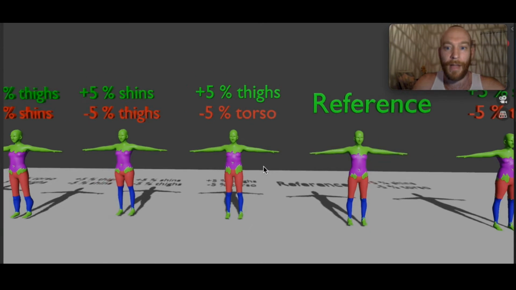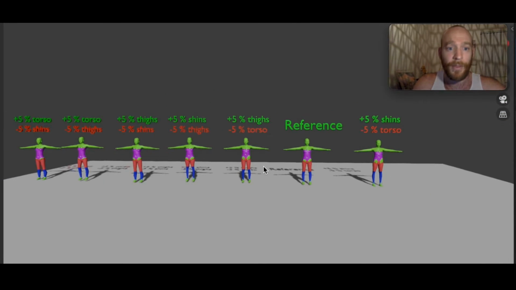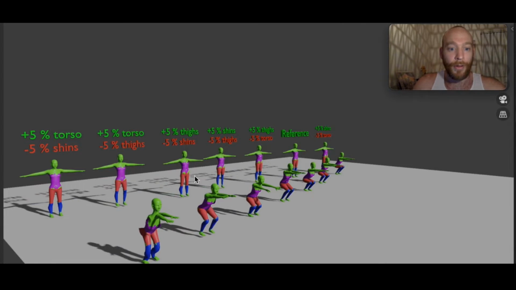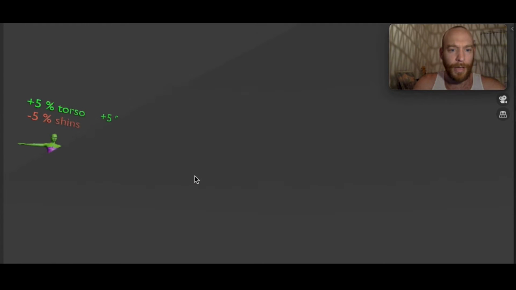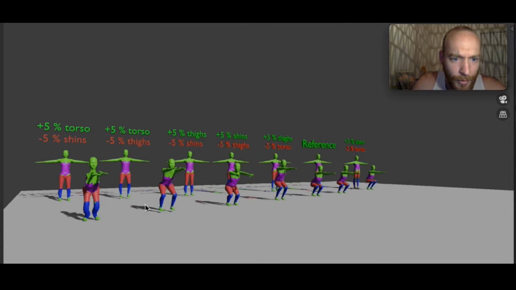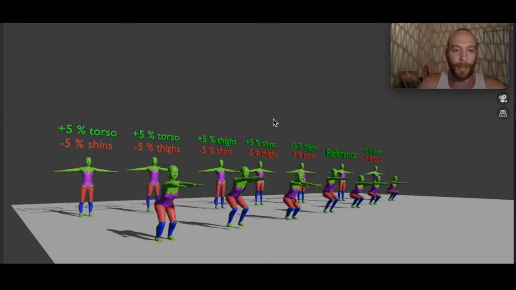So I basically did every combination of lengthening and shortening the shins, torso, and thighs across all of these models. And the question is, how deep is the squat of each of these models? So that's what we're going to look at next. So now you see this, oh, what happened to this guy? Give me one moment to fix that. All right, fix that discombobulated person.